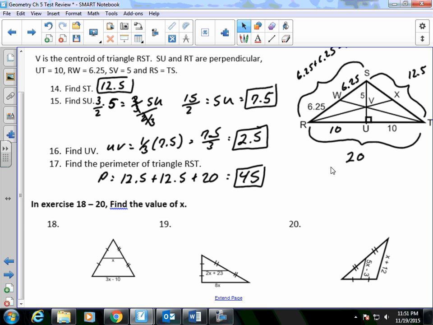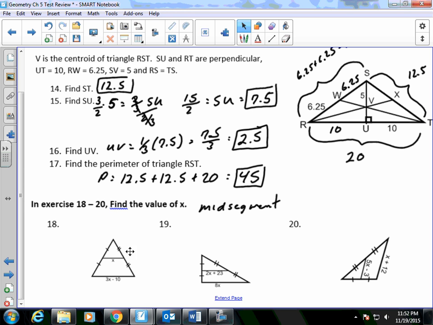All right, so number 18, 19, and 20 wants us to find the value of x. And when we look at these, what we notice is we got a little segment inside of each one of these triangles, and where those segments go through the sides of the triangle, the portions of the sides on each side of that segment are congruent. So that means that where these segments are hitting the sides of the triangle have to be the midpoints of the sides of the triangle. So that means that each one of these is what we call a midsegment.